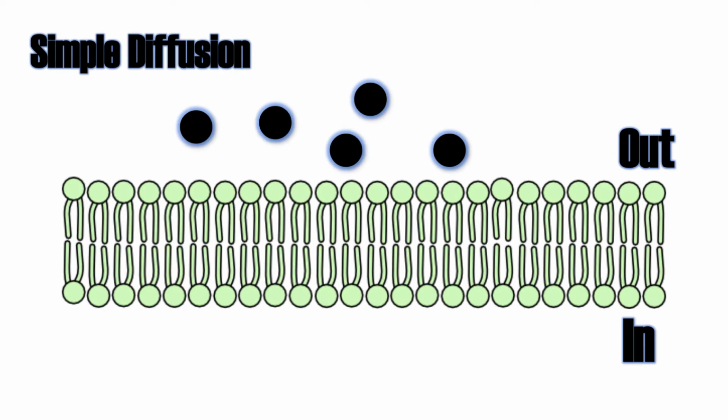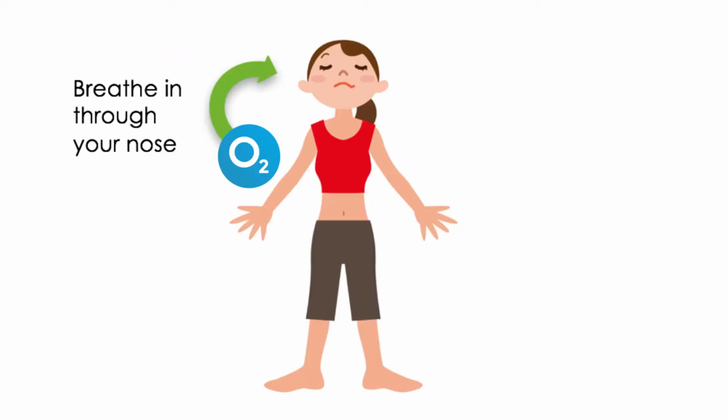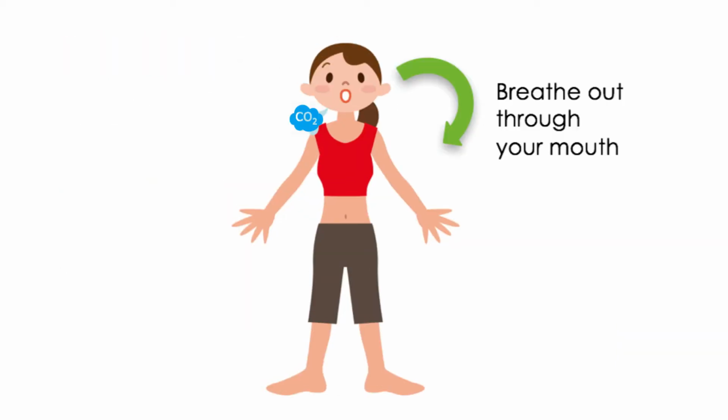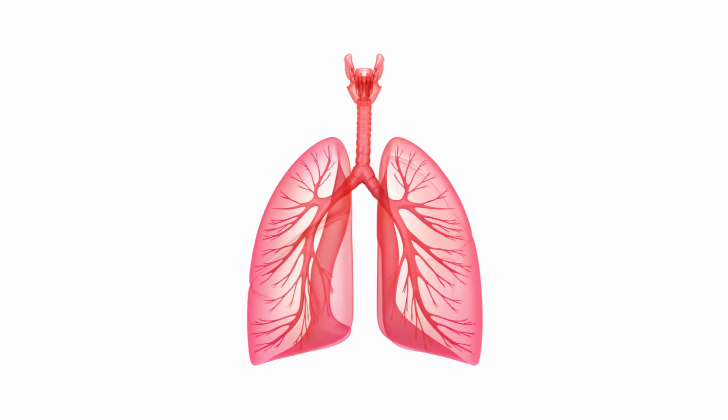Typically, nonpolar gases, so gases like oxygen and carbon dioxide and other hydrophobic molecules, can directly cross the membrane down a concentration gradient. Think of yourself breathing. You breathe in oxygen, you breathe out that beautiful carbon dioxide. They have to pass through a membrane on your lungs. Breathe in, oxygen passes into your bloodstream. Breathe out, see you later, CO2.